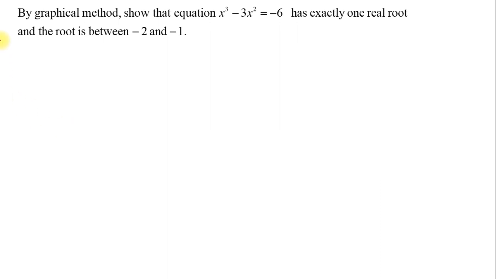Now let us look at the first example. By using graphical method, show that the equation x cubed minus 3x squared equals -6 has exactly one real root, and the root is between -2 and -1. Now there are two parts of the question. The first part, we must use graphical method to show that this equation has only one real root.